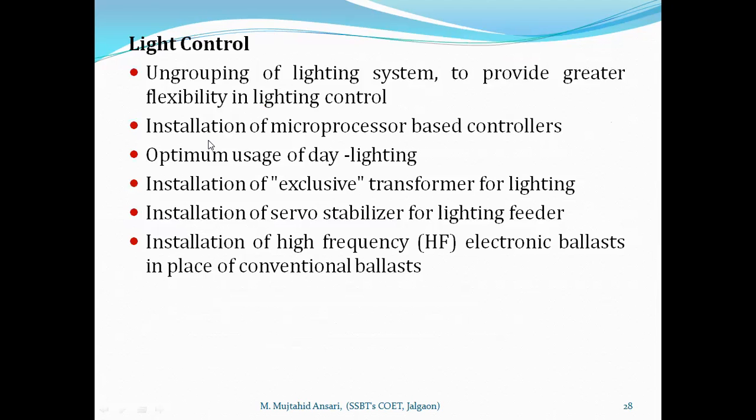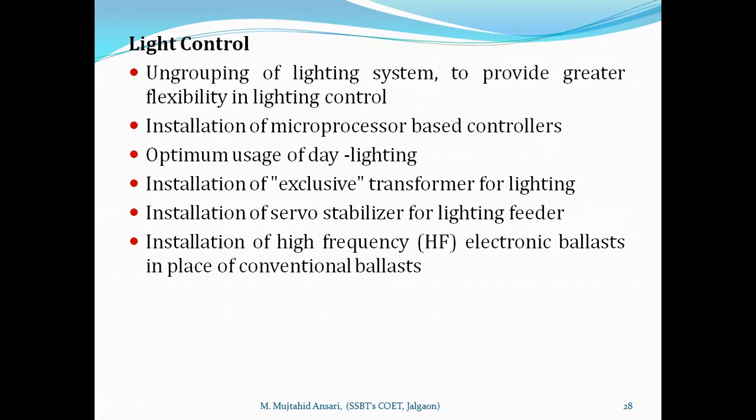Light control: if there are a number of lights, there should be individual control, so that whenever a light is not needed, it can be switched off very quickly. When the installation is large, we can go for automation of the street light, based on sunrise and sunset. If you use sensors, it will switch on and switch off automatically, so it will save a large amount of energy consumption.